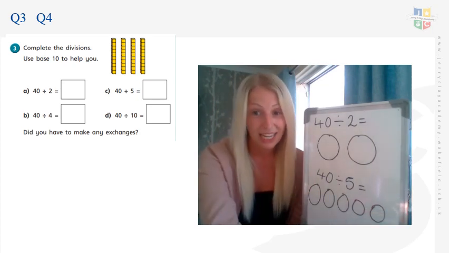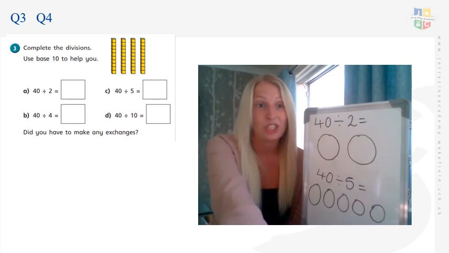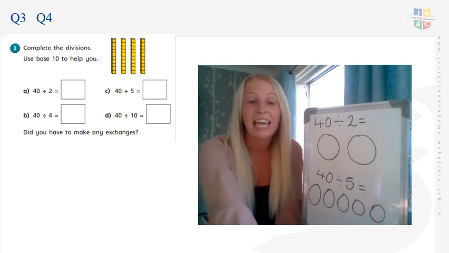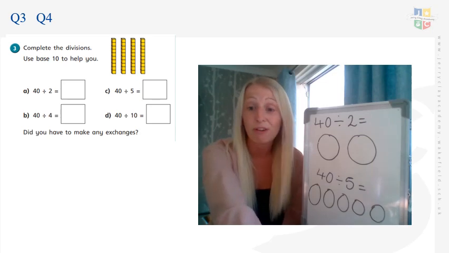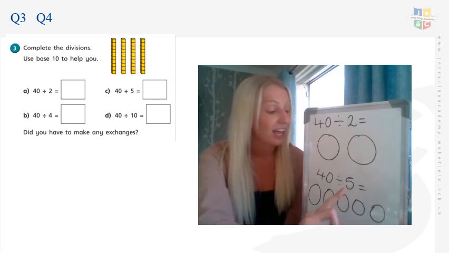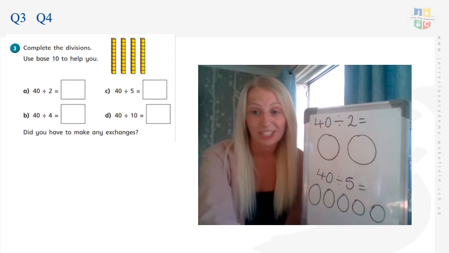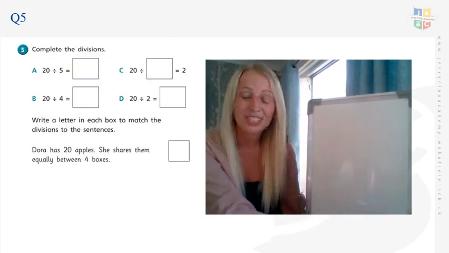So that's just explaining it using base 10 so that you knew why you would have to exchange. So don't worry about using base 10 to represent these groups. You can complete the divisions as normal by drawing them if you wish, and then you know how to explain why you would have to exchange. So you can pause the video and have a go at questions 3 and 4. Brilliant, well done Year 2.